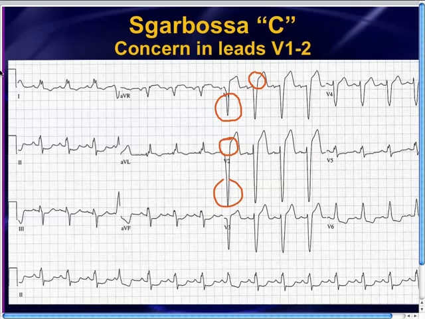And as I mentioned, there's some articles that have come out that said Scarbosa C is not quite as accurate. And so fewer people are tending to use Scarbosa C. Now, in that Journal of American College of Cardiology article, they pointed out one other possible way of using this excessive discordant ST segment elevation criteria, this Scarbosa C criteria. They referenced a paper by Dr. Stephen Smith, who's an emergency physician at Hennepin, does a lot of great EKG work.